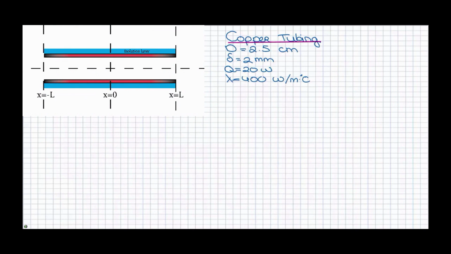To get a more realistic temperature profile, we are going to approach the tube as a cylinder. The length of the tube is still 0.5 meters, the outer diameter is 2.5 centimeters, and the wall thickness of the tube is 2 millimeters.